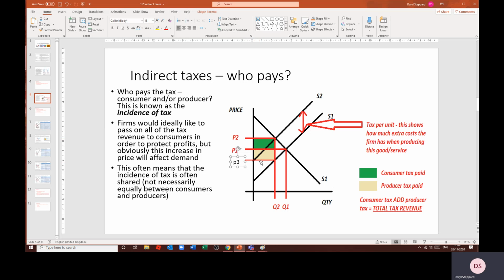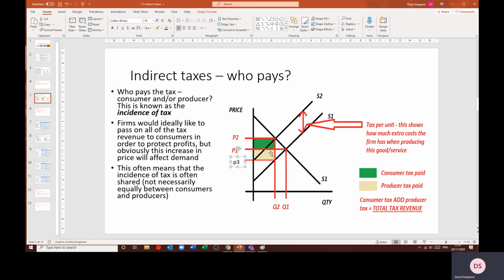From P3 to Q2 is the quantity that will be sold and bought in that marketplace. Now this is just like calculating the area of a rectangle or a square. You multiply the two sides together. So if I multiply P2 to P3 by 0 to Q2, then this shaded area here will show us the total tax paid in the marketplace.